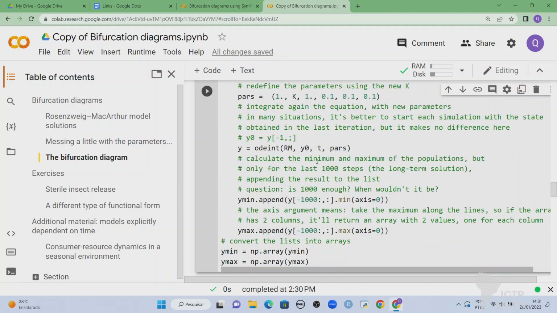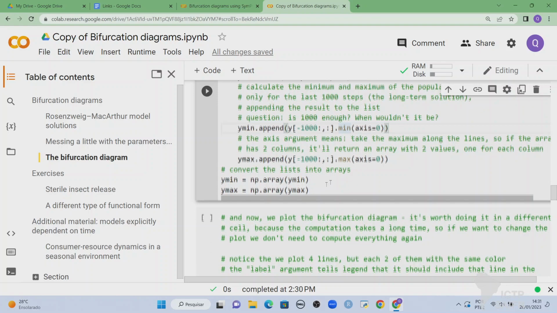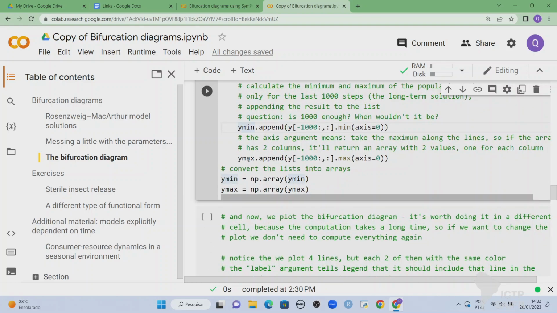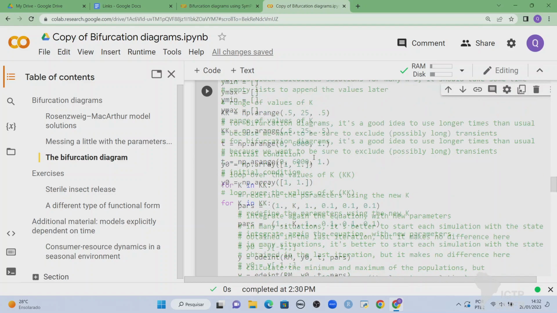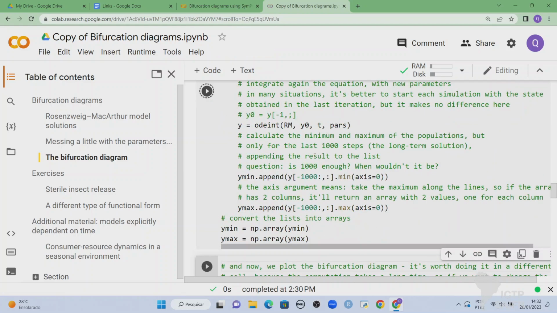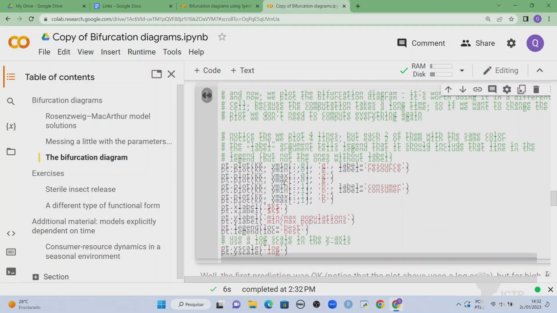Now, in the last 1,000, I take the minimum and the maximum for both prey and predator, and append them to those lists, and at the end I convert these lists to arrays for ease of manipulation. This already takes a bit of time to run, so this is what I told you, that this is computationally expensive. This is for a single parameter. With more parameters, it will be even harder.